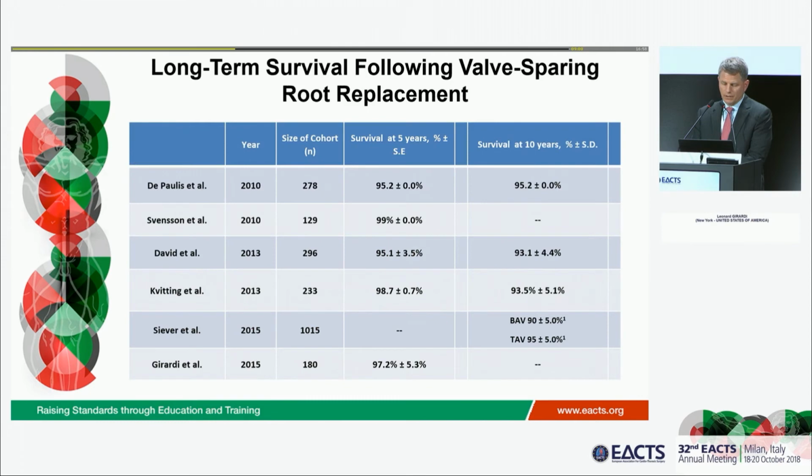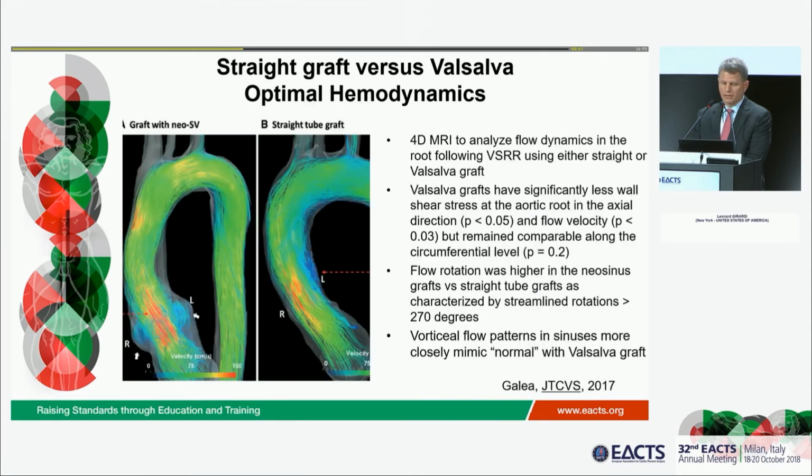And once again, comparing to others with extensive experience with valve-sparing surgery, I am very pleased with the results, and the survival is excellent, regardless of whether it's a tri-leaflet valve or a bicuspid valve. Now, the choice of whether a straight graft is adequate or whether a Valsalva graft is necessary is something that previously we were only able to rely on clinical outcomes to assess. But now there are some new tools available that have given us some insight into what might be better.